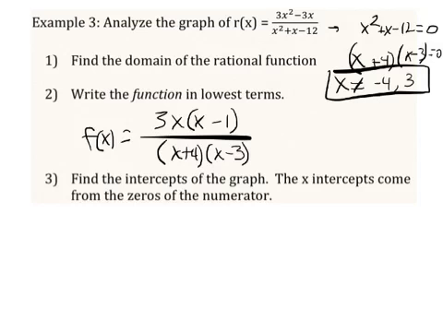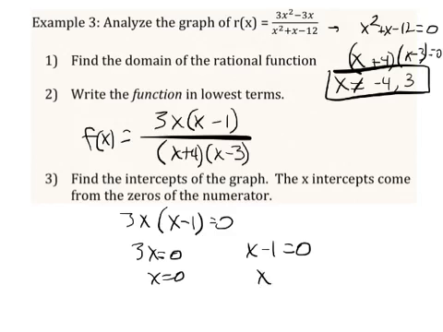And then the intercepts of the graph are going to be when our numerator is 0 for x. So we get 3x times (x minus 1) equal to 0. 3x equals 0, so x equals 0 is a zero. And then x minus 1 equal to 0, so x equals 1. Those are the x-intercepts. Our y-intercept is going to be when you plug in 0 for x. But if you plug in 0 for x in the numerator, you end up with 0. So (0, 0) will be our y-intercept.